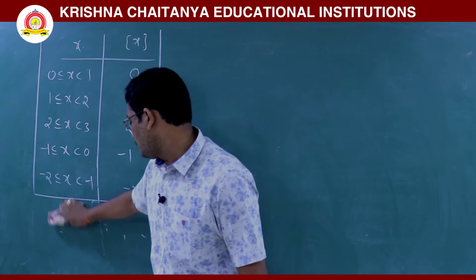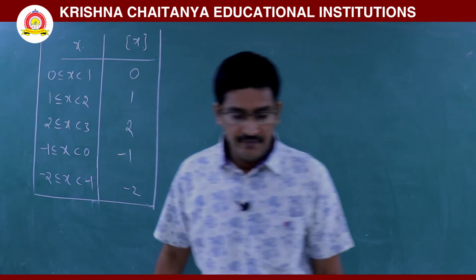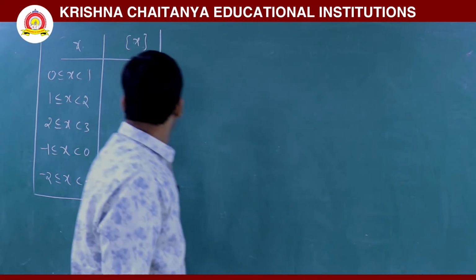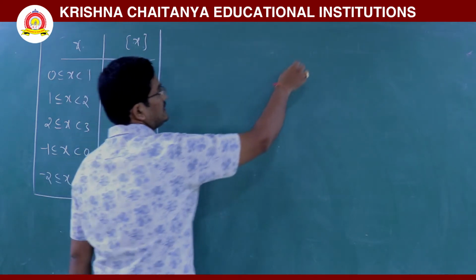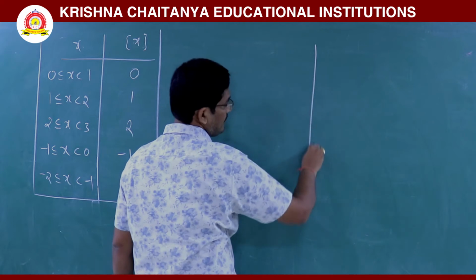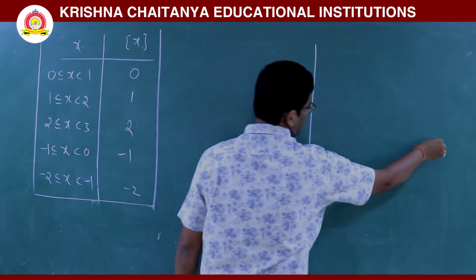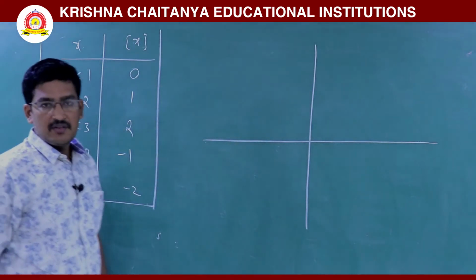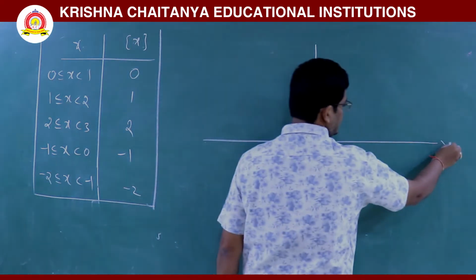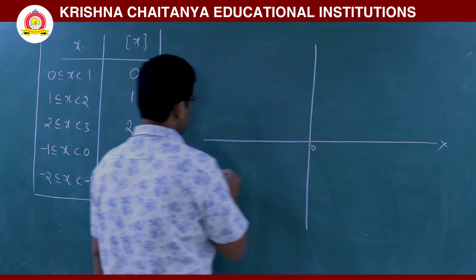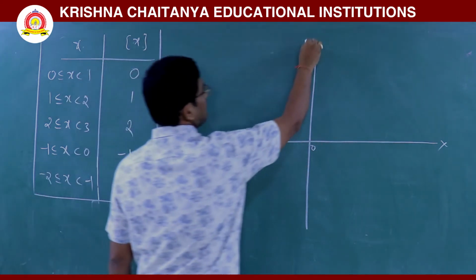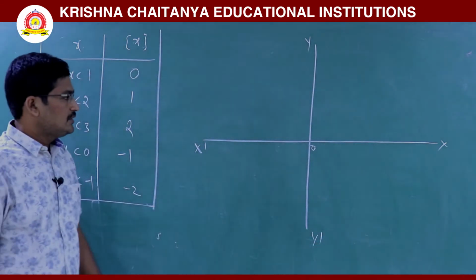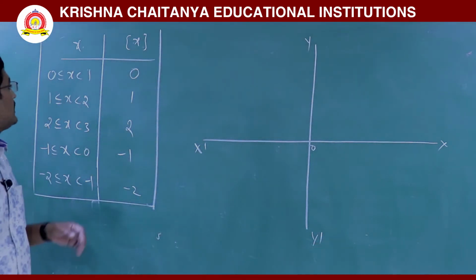Listen to me please. Here I am taking the x axis and y axis. So it is our coordinate system. It is the x axis, and it is the y axis. Now we have to draw the graph.